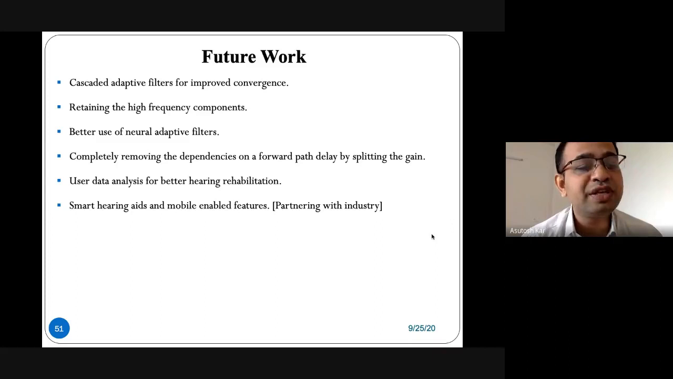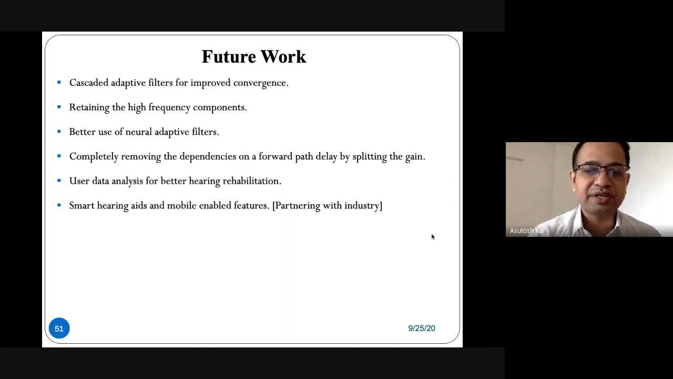So for getting user data and analysis, even at this present time, I am depending on my international collaborators, because here in India, it is very unorganized. And that is the reason dropouts in India are more than anywhere in the world. Dropouts means those who use the hearing aid and throw it.